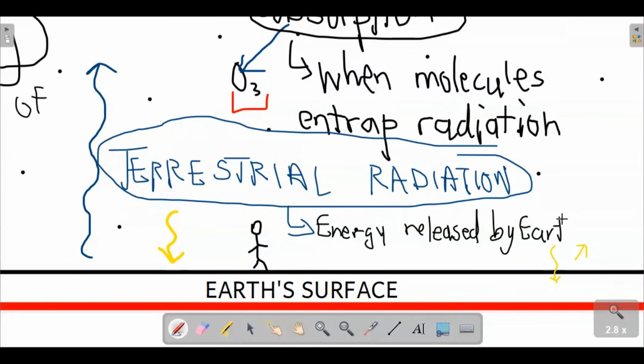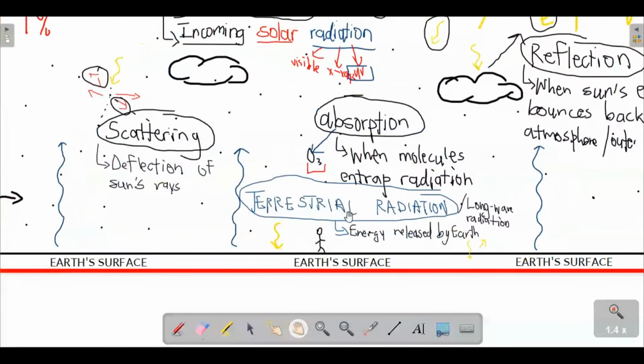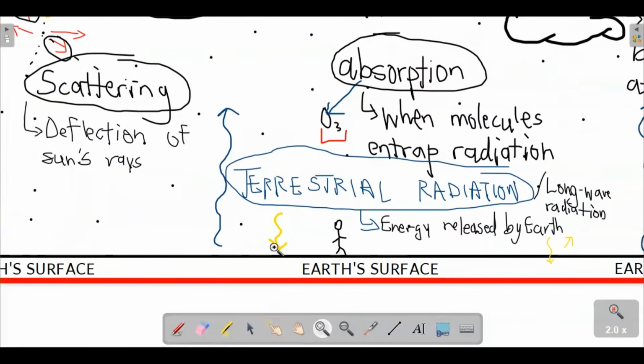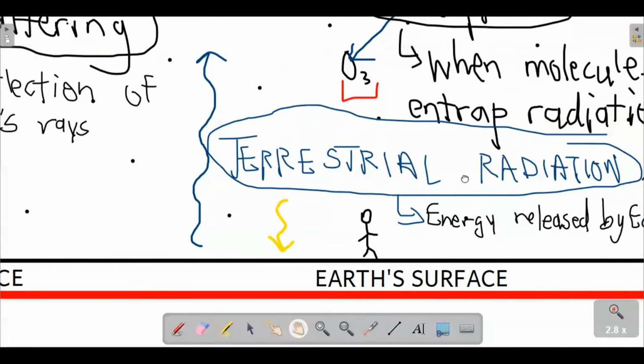Okay, usually happens at night. And as I said, guys, we also call this long wave radiation. It occurs at night. Now, what happens during the day? Because terrestrial radiation occurs at night.